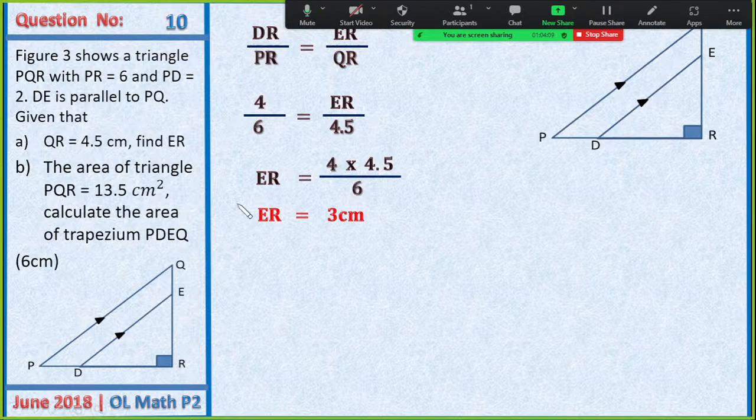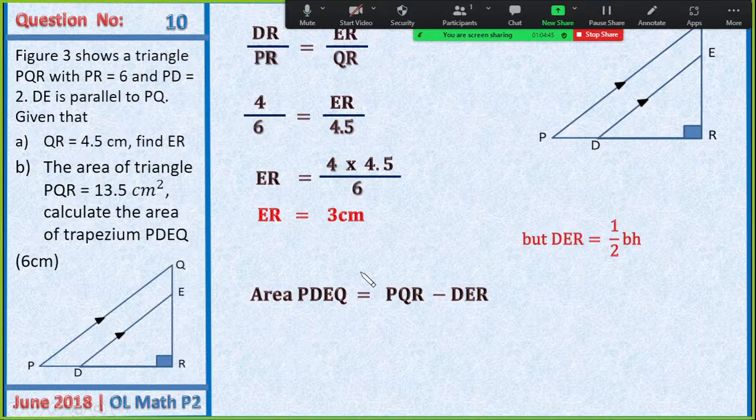Now find the area of PQR. The area of triangle PQR, that's the big triangle, is 13.5 centimeters squared. Calculate the area of the trapezium PDEQ. To get the area of this trapezium, we just need the area of the big triangle minus the area of the small triangle. So the area of this section should be equal to area of the big triangle PQR minus area of small triangle DER.